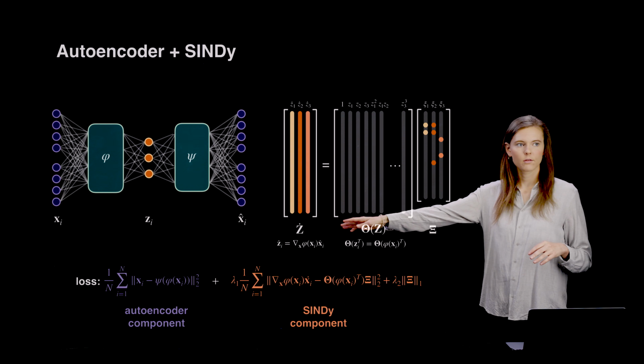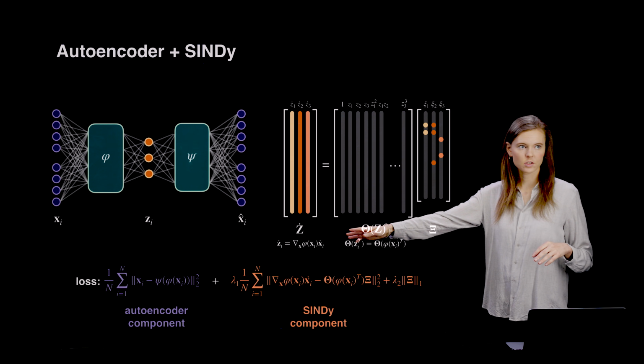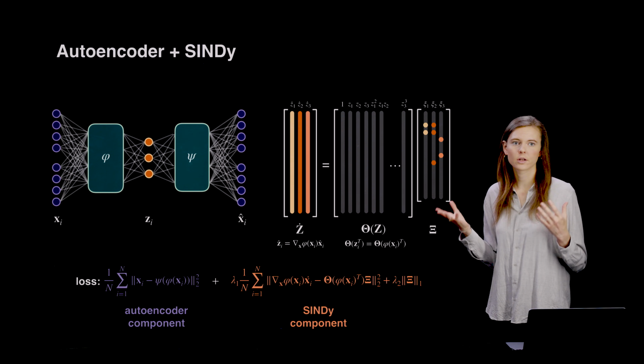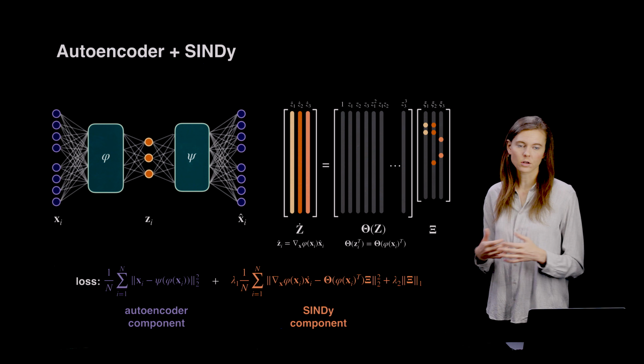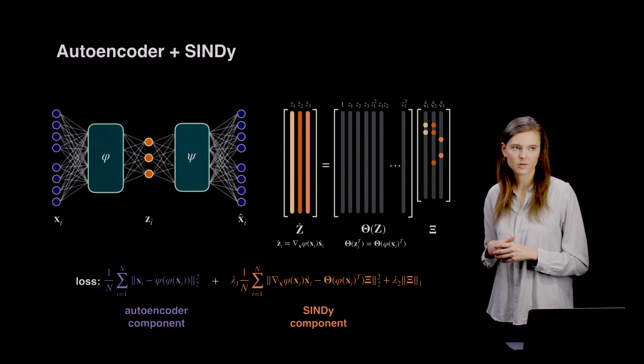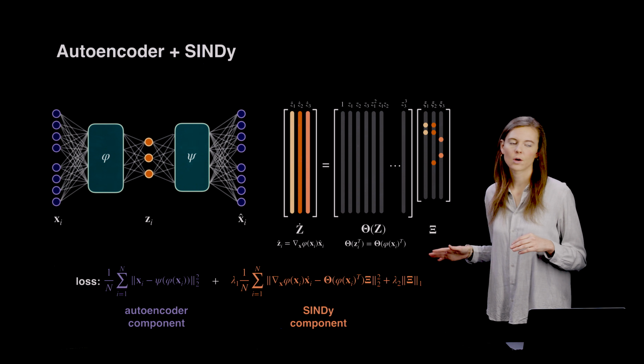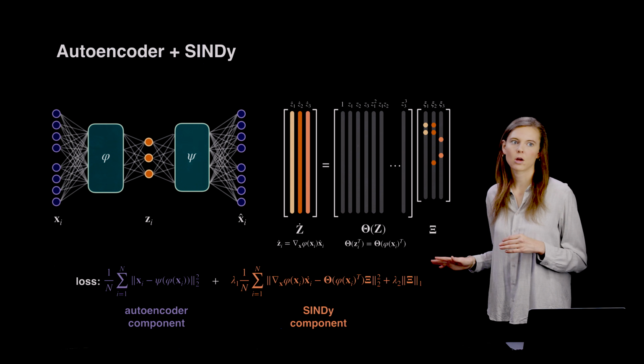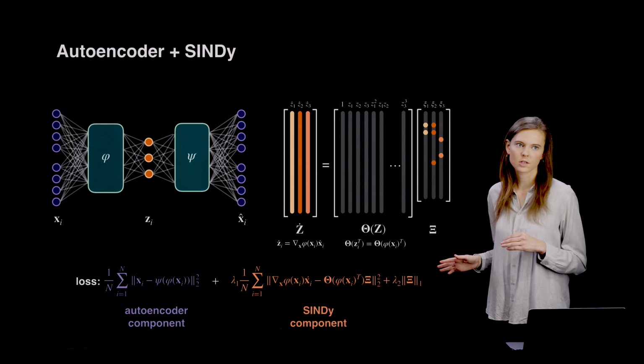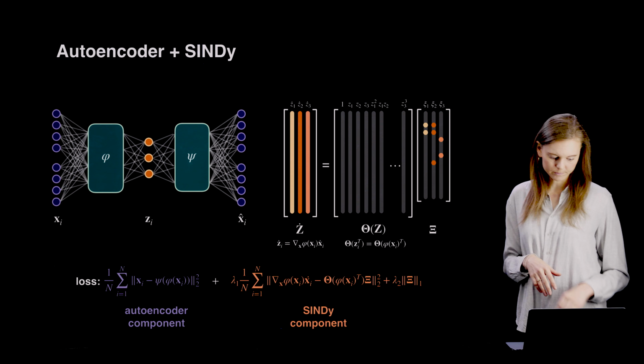So here we have one term in the loss function that is used to train the autoencoder and ensure that it's able to reconstruct our original data using this reduced representation. And then we have a SINDy component here that ensures that we have a good dynamical model, a good dynamical representation in the latent space.